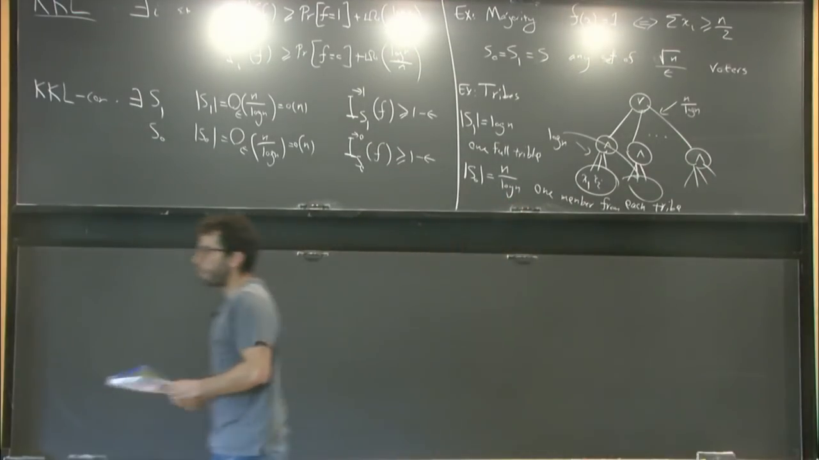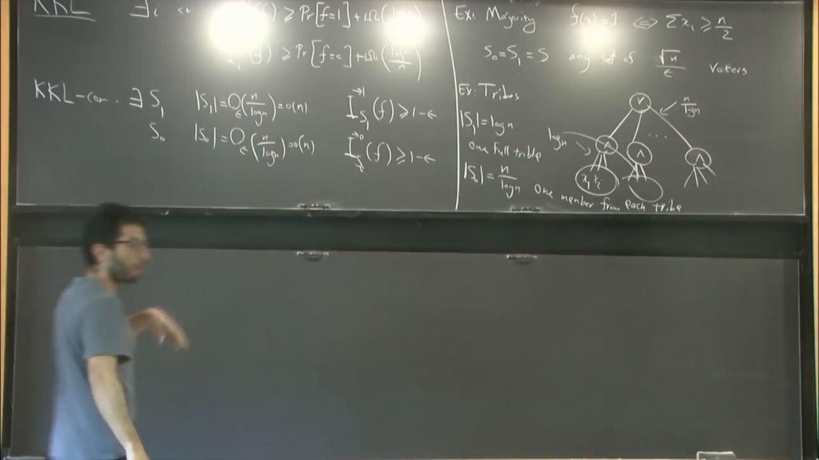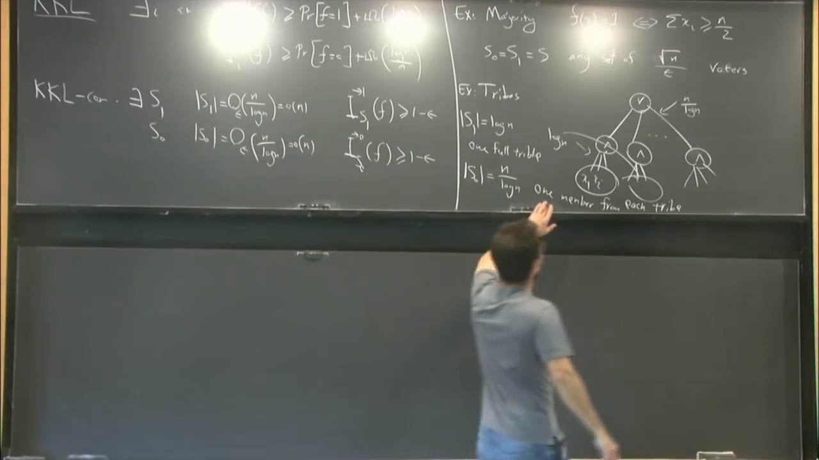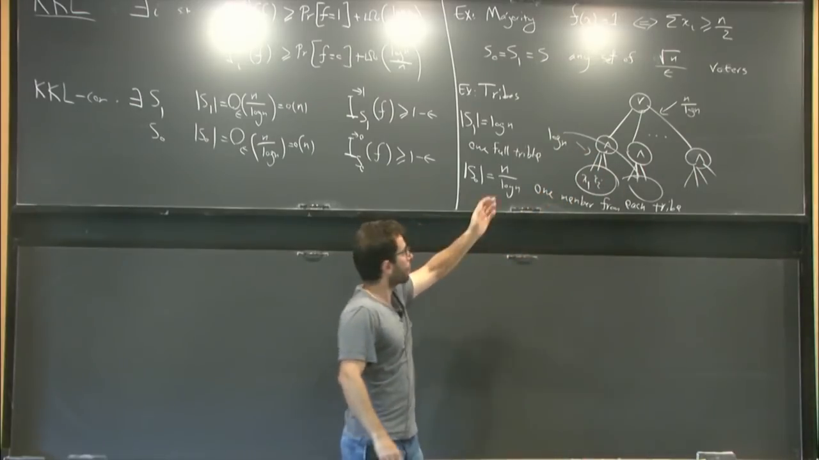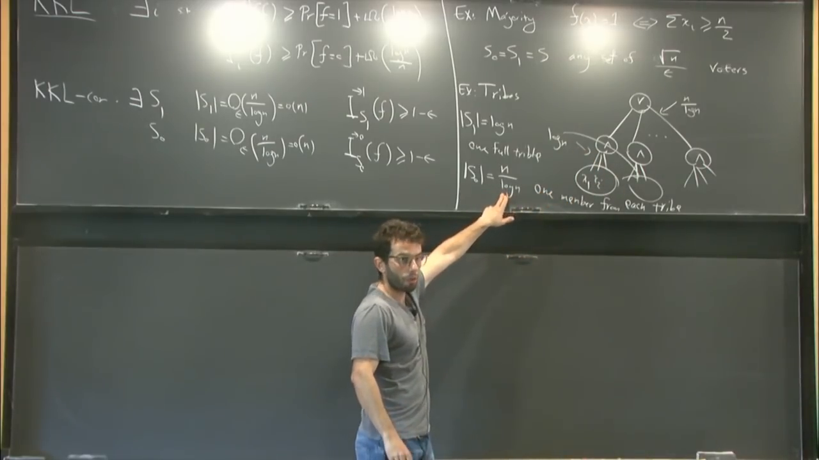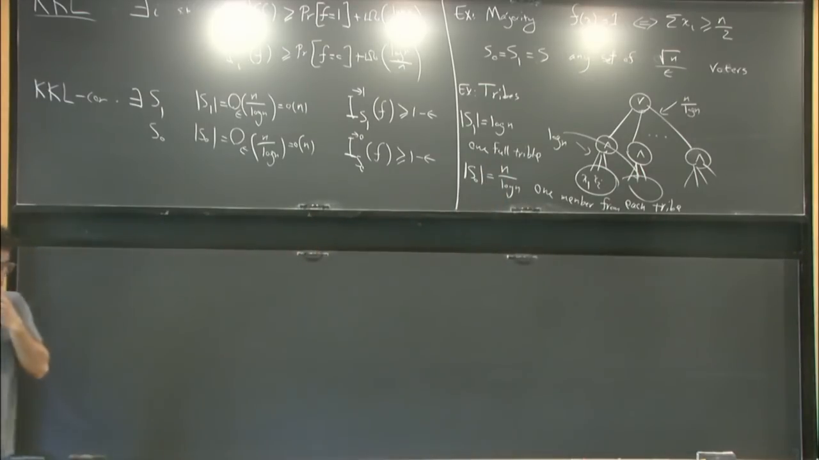Right, if I take one member from each tribe, if they vote 0, all the tribe votes are going to be 0. The outcome is actually exactly 0. Here also the outcome was exactly 1. So we see here the difference actually. You can't do really much better than n over log n for S0, but for S1, a small set works.